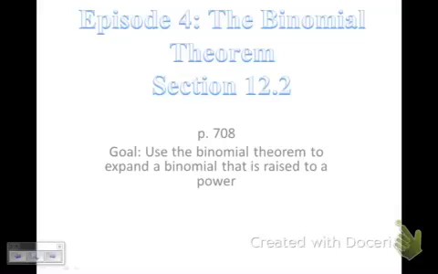We're still in section 12.2. If you want to follow along in your book, page 708, our goal here is to use the binomial theorem to expand a binomial that is raised to a power. So let's go ahead and jump right into this. What if I have the problem expand a plus 3 to the 5th?